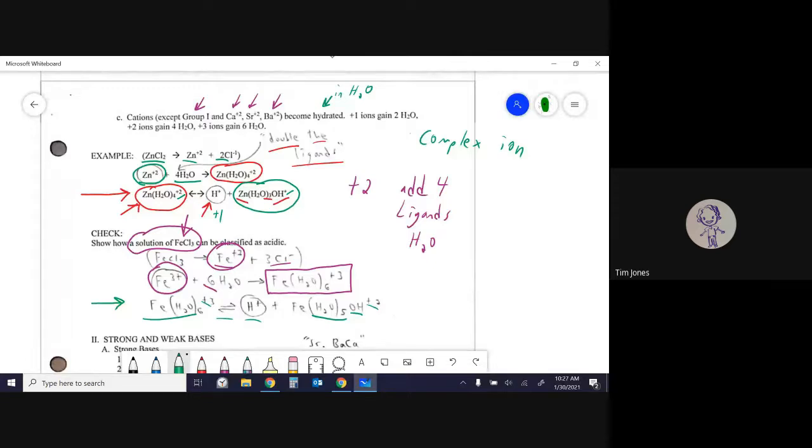If this were a test, I would ask that you show me these 2 equations. I want to see the formation of the complex ion and then the complex ion being acidic. You don't need to show this first equation, so if you want to just skip that, that's fine. I'm just showing it to be complete.